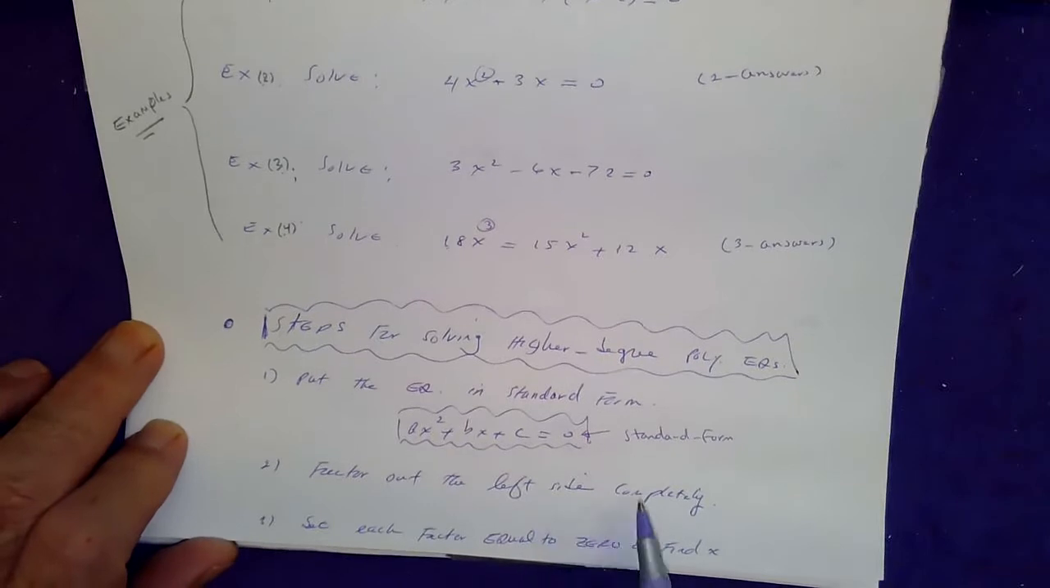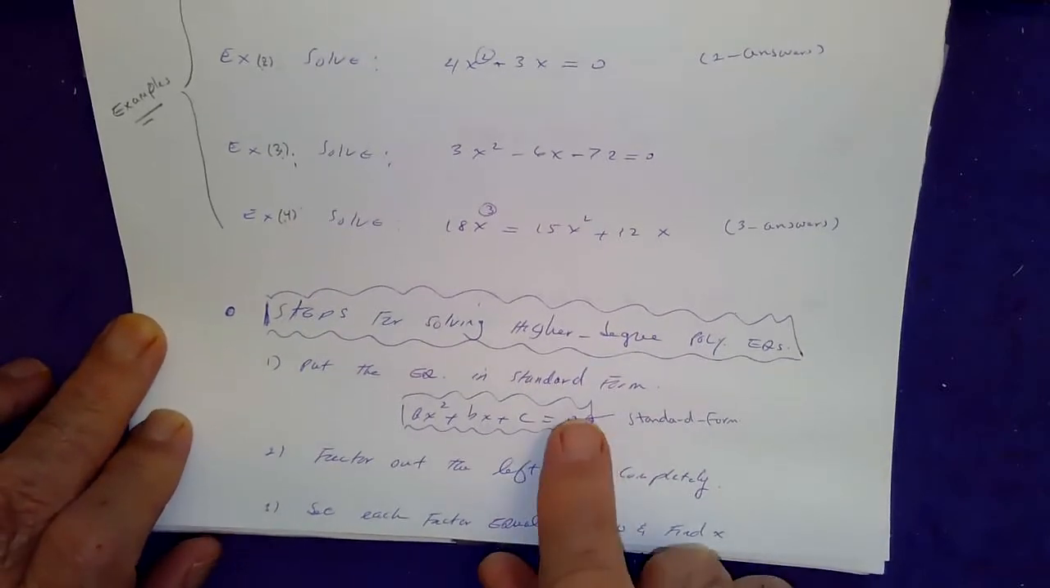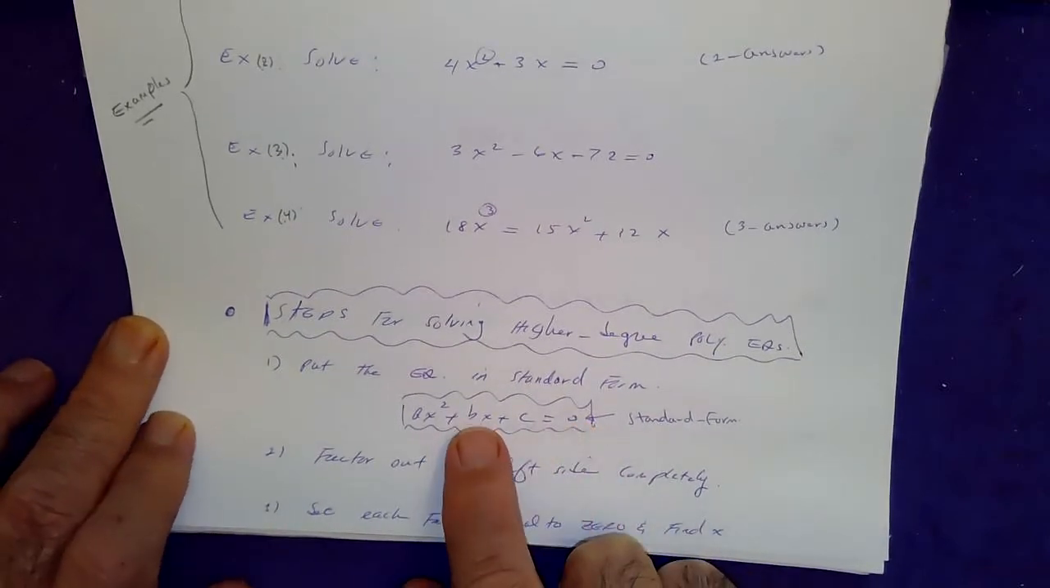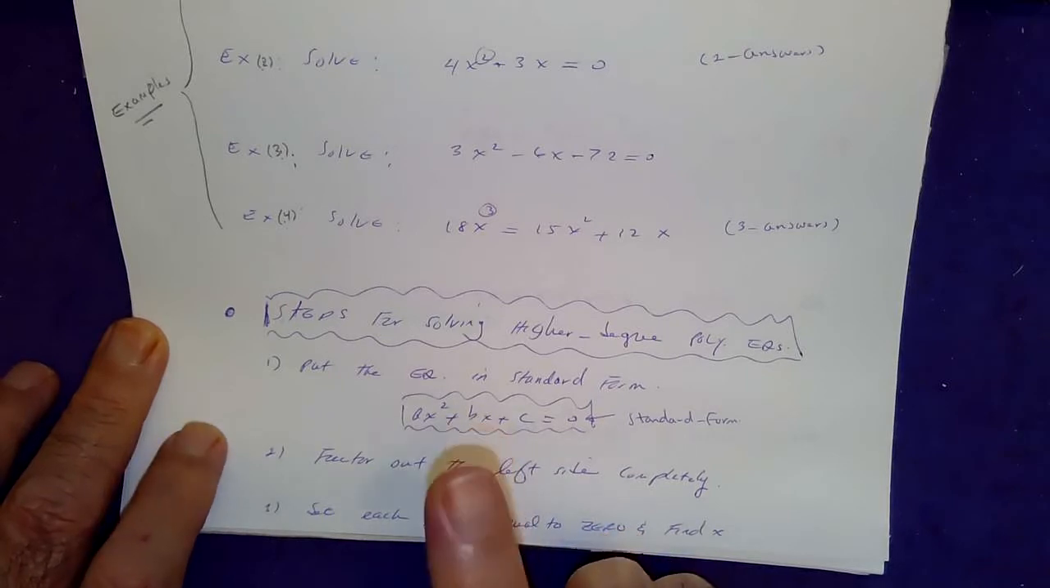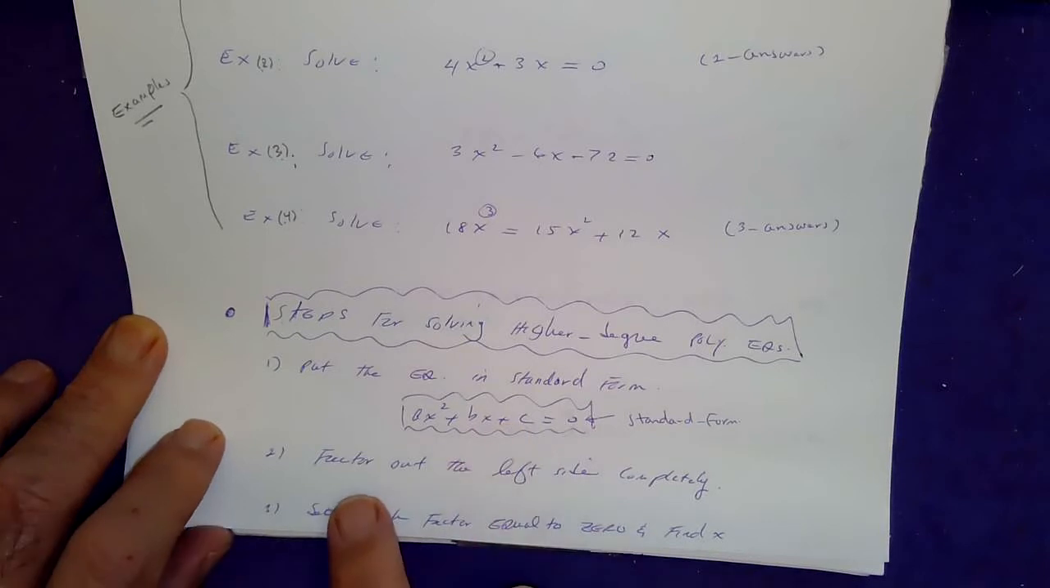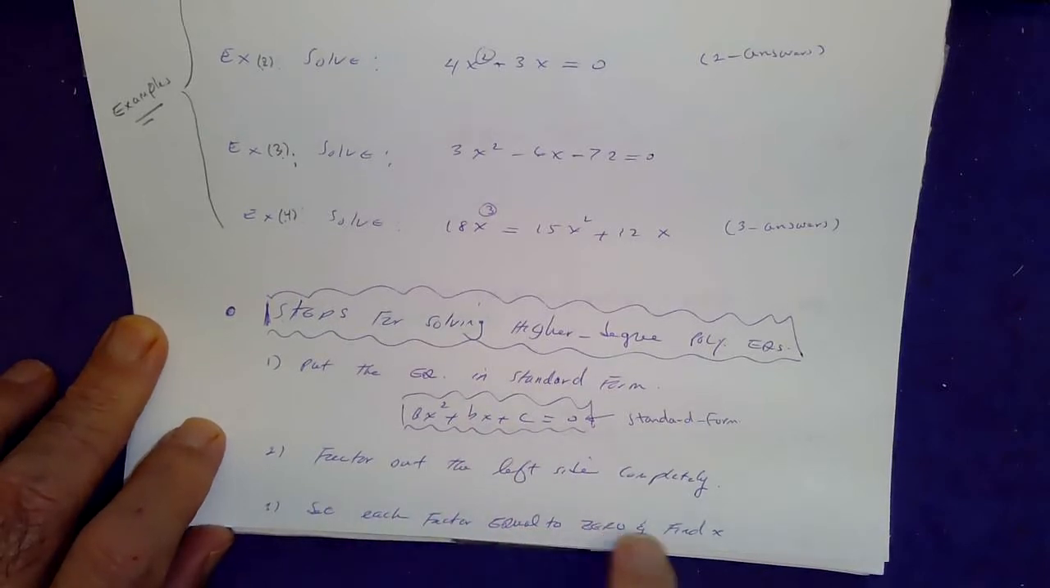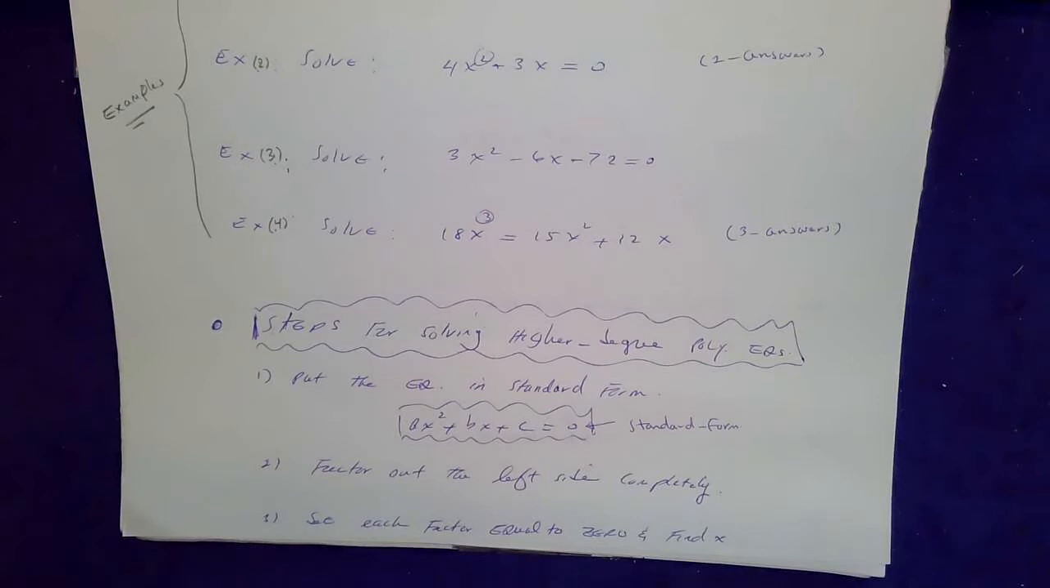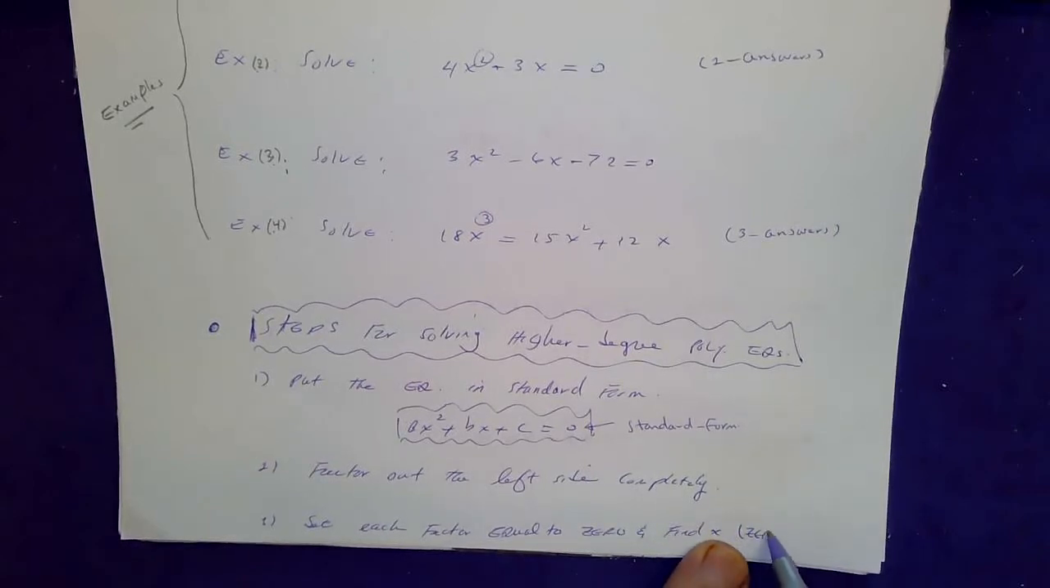Factor out the left side completely. So once you have a 0 on the right side, perhaps the expression on the left side, factor that expression. When you factor that expression, set each factor equal to 0 and find x. And this is called the zero factor property.